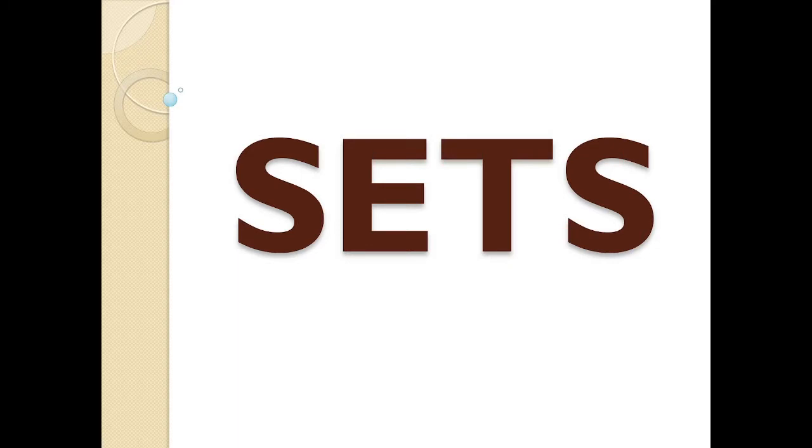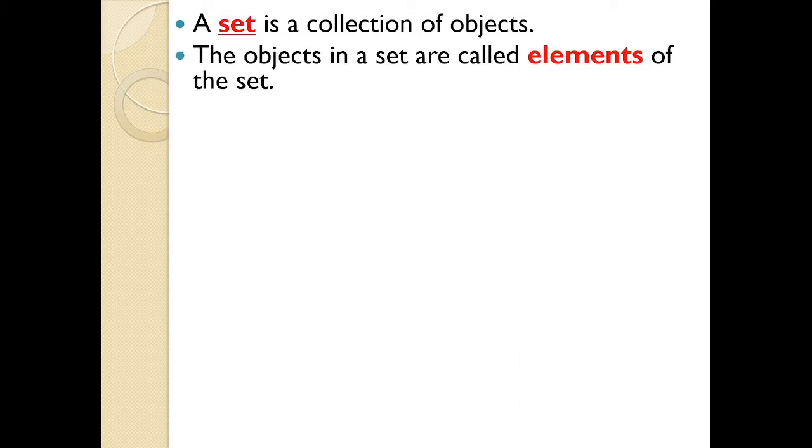Having sets. This is CM number 2. Let's begin first with the definition. A set is a collection of objects. The objects in a set are called the elements of the set. So let's have an example.